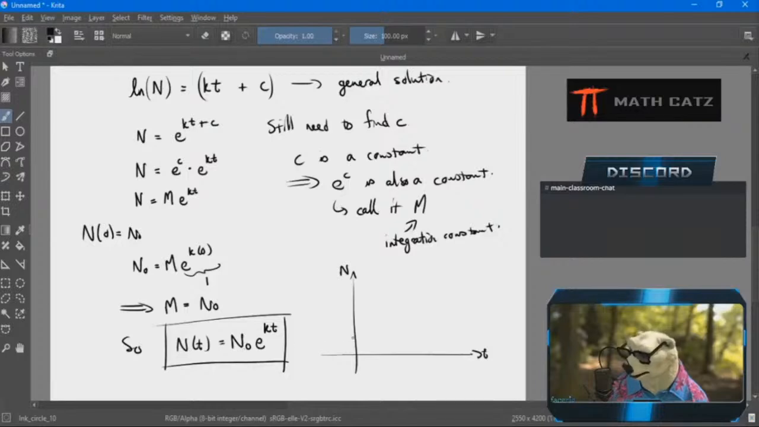I'm going to start with some initial population size, and then it's going to grow exponentially, having some growth factor here, growth constant k, adjusting the curve a little bit, but regardless, it is an exponential function.